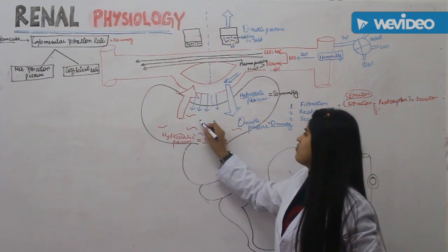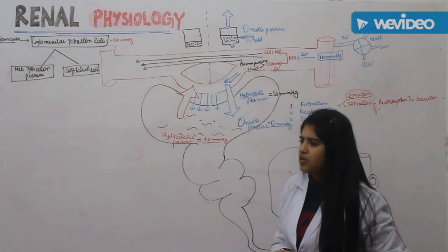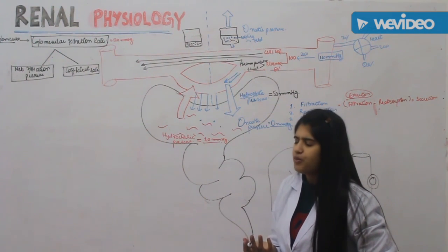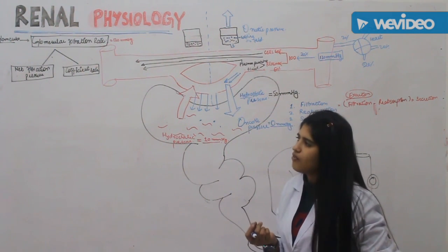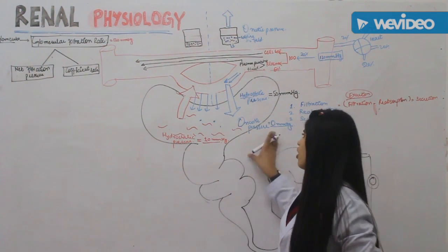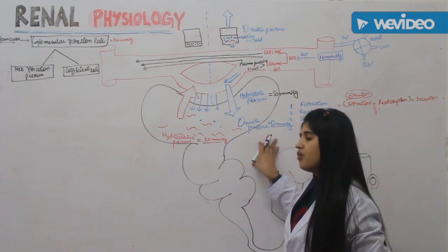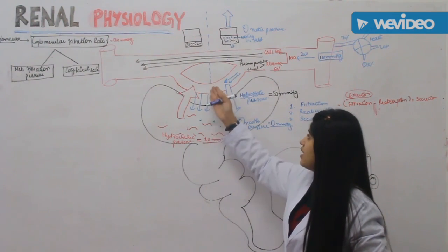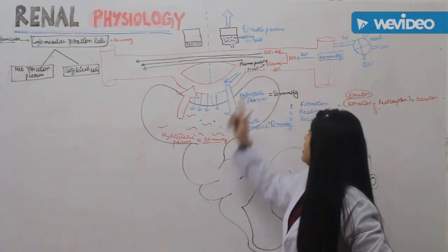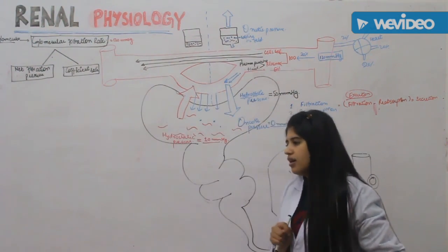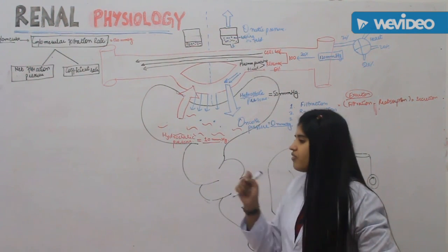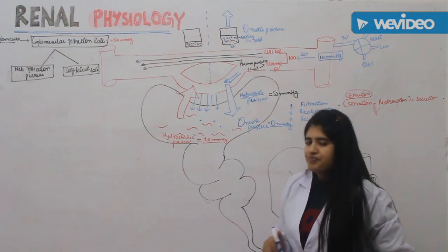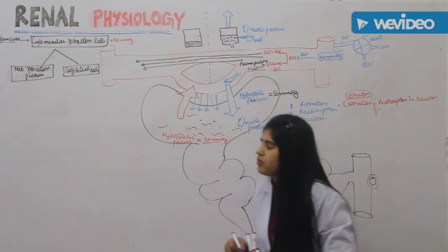If by chance a protein came here, books write it as up to 5 or 10 millimeter of mercury. But for the sake of easiness we will write it as 0, because there are no proteins present over there. It does not let the proteins come here, it wants to save the proteins. That's why filtration is happening. Are you getting it?